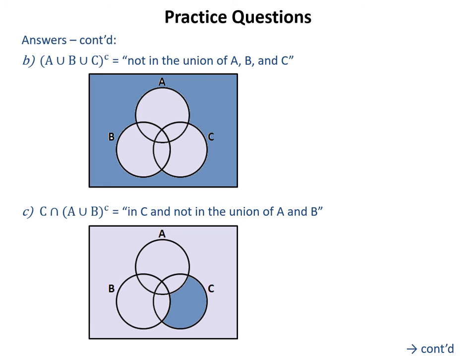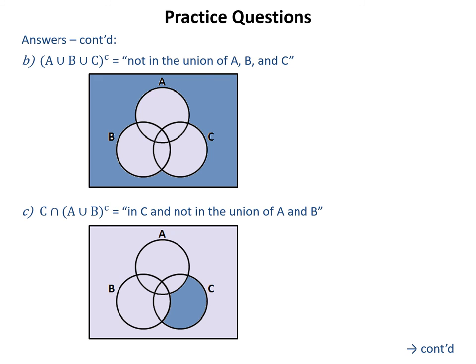Part C, we have C intersect with the complement of A union B. Now, we can translate this first meaning that we're looking for the part of the diagram that is in C and is not in the union of A and B. So what that means here is that we're outside of A and B, so we can't be in A nor in B, but we must be in C, and so that gives us the area that we see shaded here. And notice that works out to be the same as A complement intersect B complement intersect C.